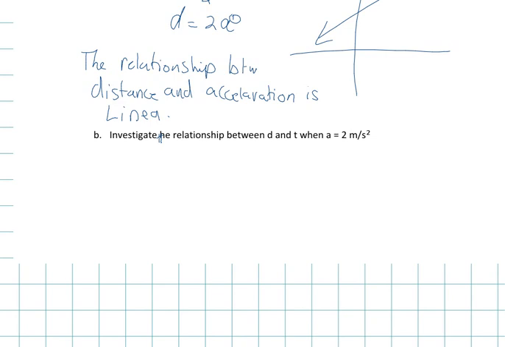That's me writing between. Okay, so investigate the relationship between D and T when A is 2 meters per second squared. So in this case, they give me that the acceleration is 2. So I'm going to replace A with a 2.